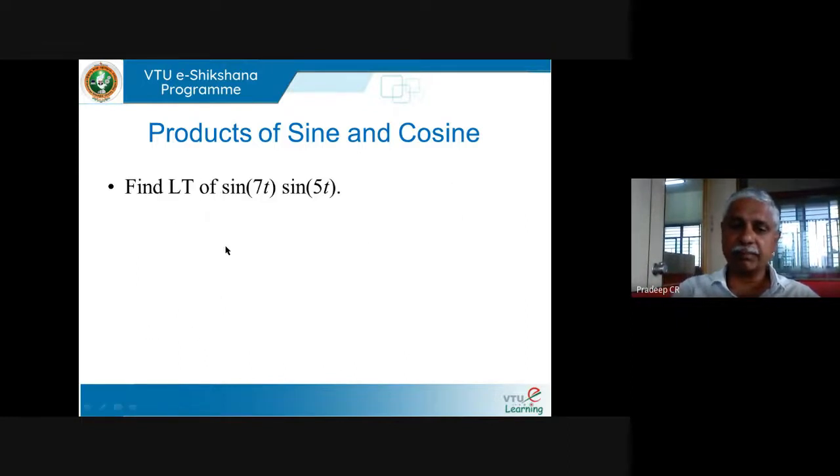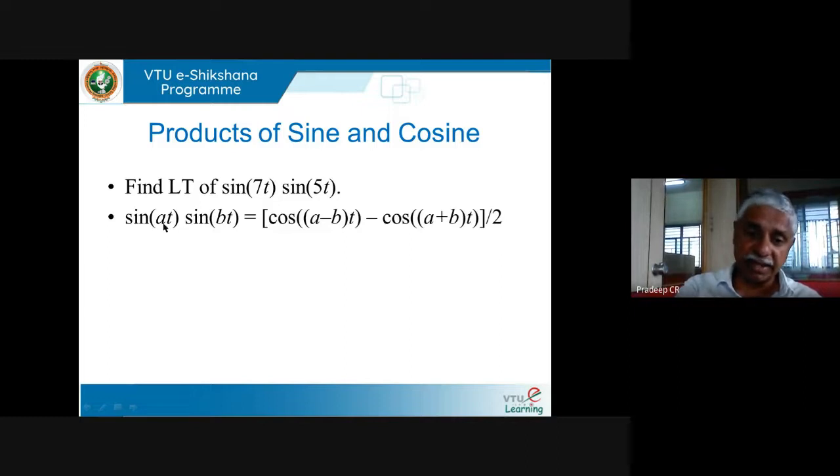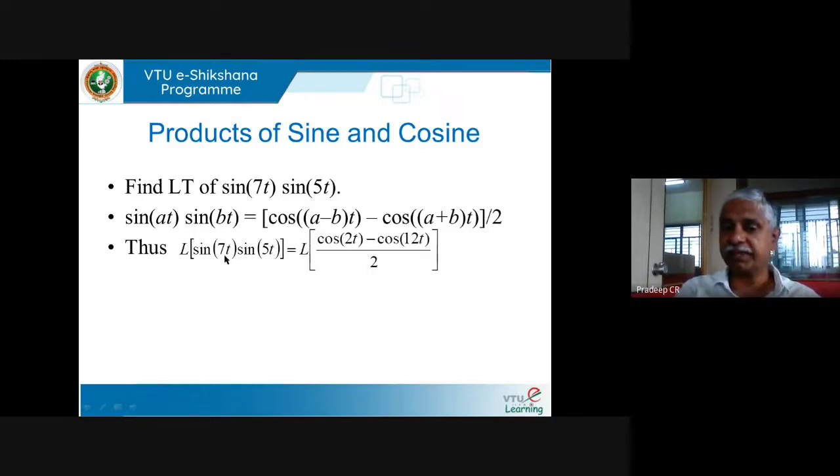So take an example: Laplace transform of sine 7t into sine 5t. How to do it? As I said, you can't find Laplace of sine 7t and Laplace of sine 5t and multiply them. It won't work. That is not how Laplace transforms behave. So I'll use this formula: sine at into sine bt is cos of a minus bt minus cos of a plus bt, whole by 2. So a is 7 here and b is 5. I'll substitute that. Laplace of sine 7t into sine 5t is Laplace of cos of (7t minus 5t), which is 2t, minus cos of (7t plus 5t), which is 12t, whole thing by 2.